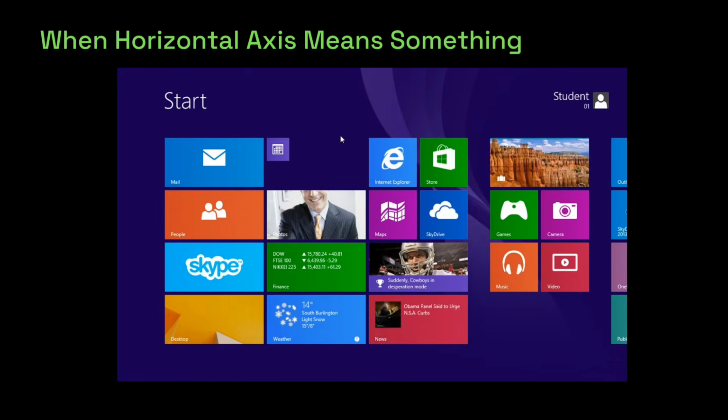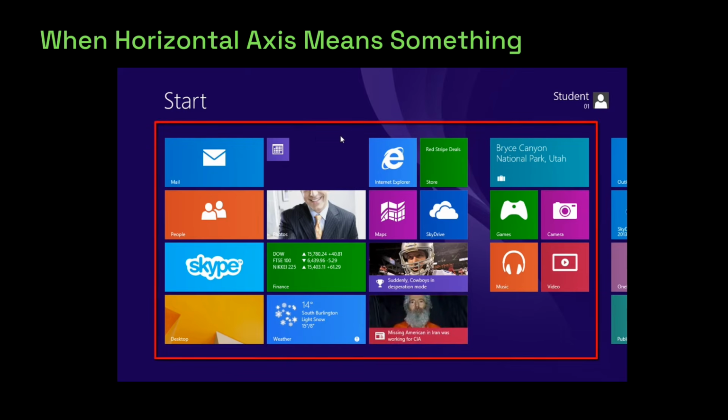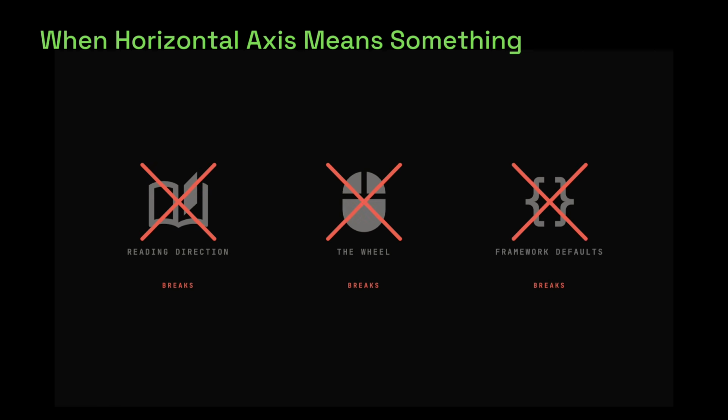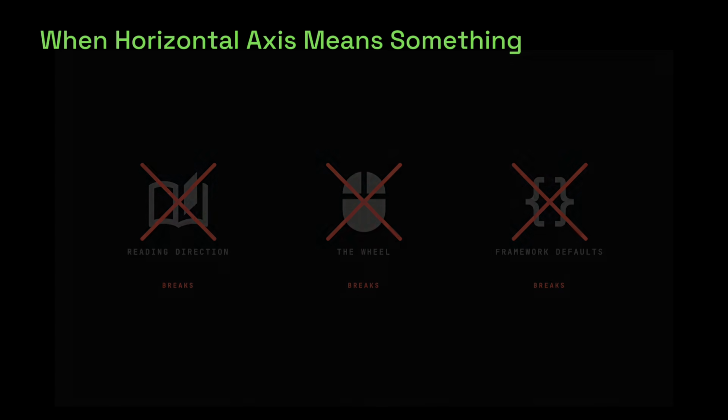Horizontal scrolling fails on the web, in Metro, in a long article, when the axis is asked to encode more of the same thing the vertical axis is already encoding. That is the category error. Two axes doing the same job is not richer. It is duplicated. The user's reading direction breaks. The wheel breaks. The framework defaults break. Metro's mistake was exactly this. Each start screen group was supposed to be different in kind.